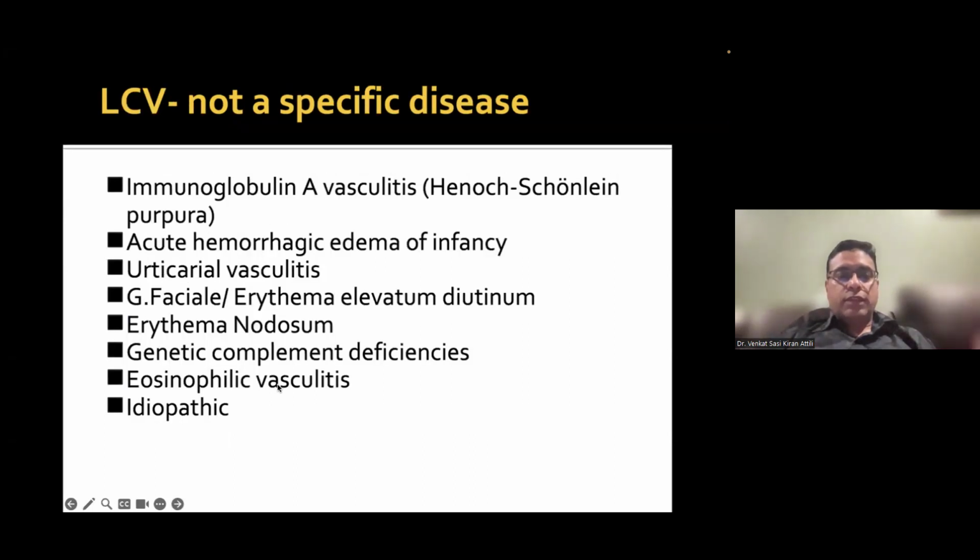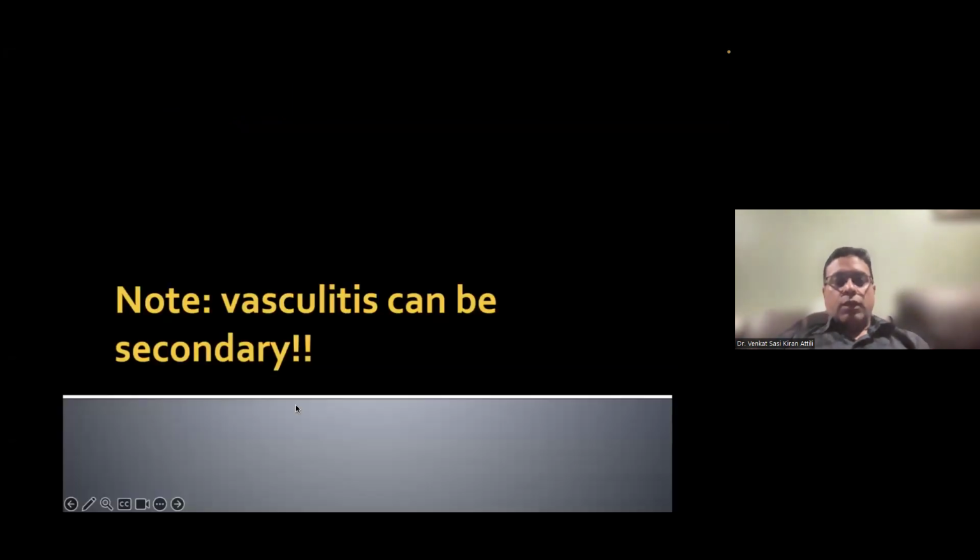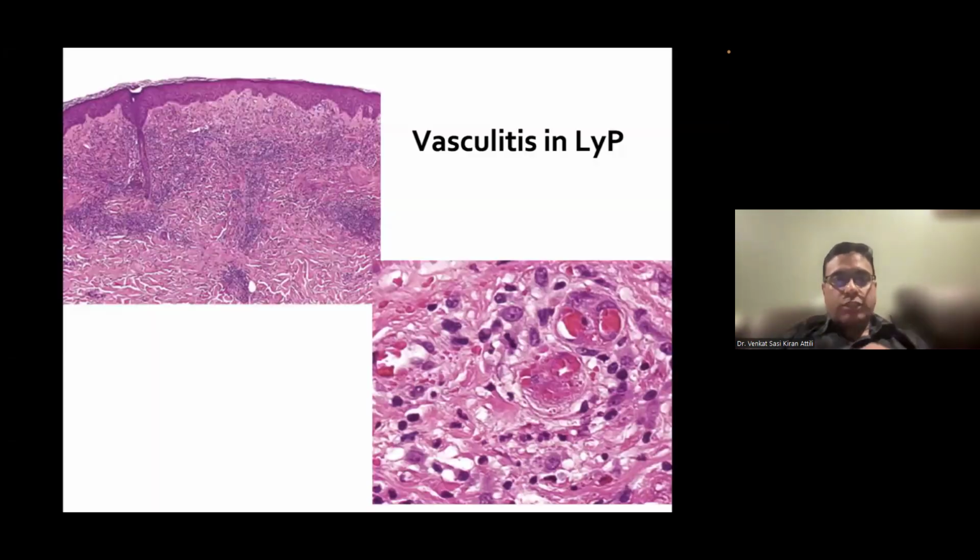These are the various manifestations of it as well. You have Henoch-Schönlein purpura, acute hemorrhagic edema, urticarial vasculitis. We all discussed that earlier. But remember, vasculitis can also be secondary, and we don't call this primarily a vasculitis. This is vasculitis in lymphomatoid papulosis. Here you see fibrin within the vessel wall and thrombosis, and inflammation, of course, which is present in LYP. But this is vascular affection that is secondary to the inflammation present. This is not a primary vasculitis.